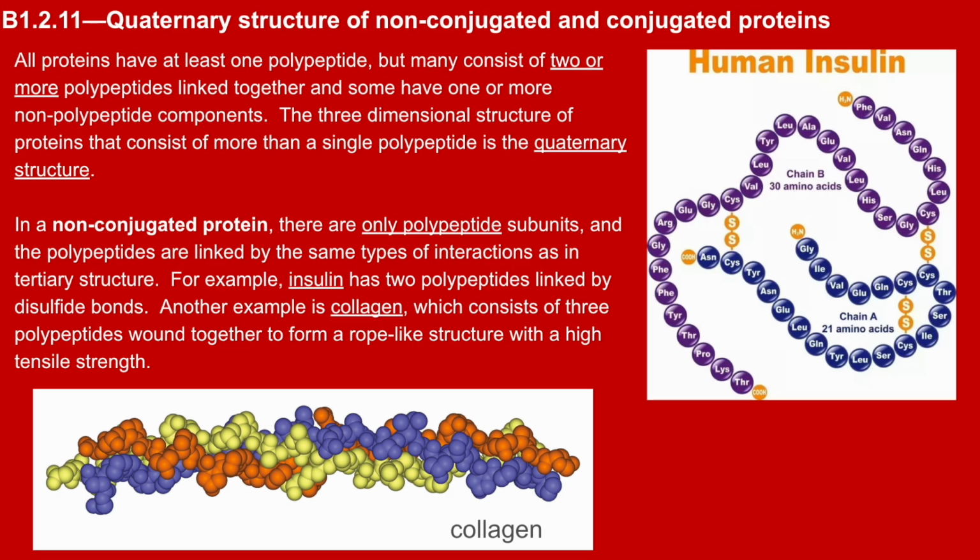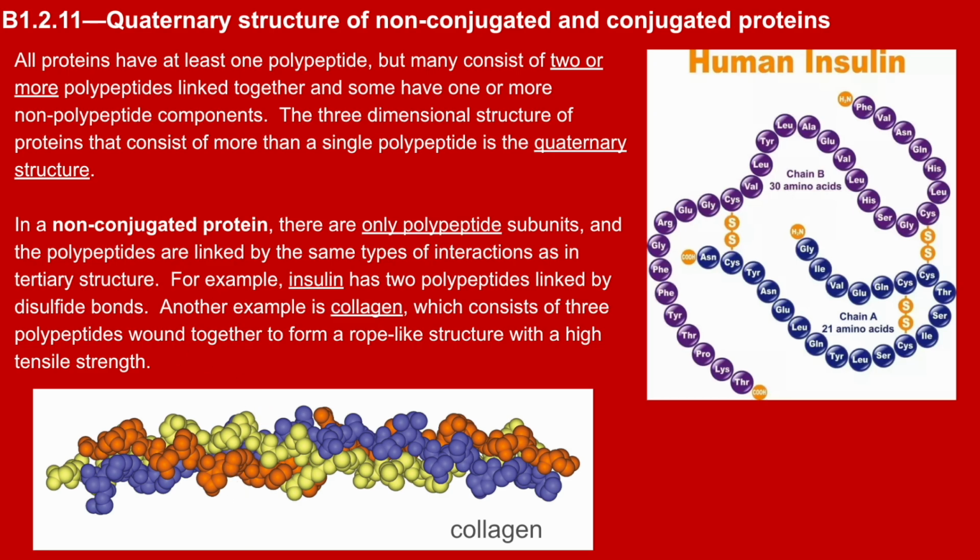Okay, quaternary structure, our final level, is going to be when we have multiple polypeptides together. An example of this would be collagen, which is three polypeptides joined together that make that rope-like structure, provides that high tensile strength. We often talk about collagen in skin, keeping our skin firm and non-wrinkly. Human insulin is another example. Now, these are both examples of non-conjugated proteins that are only made up of polypeptides.